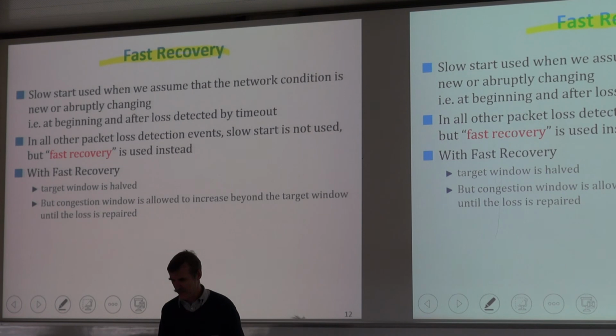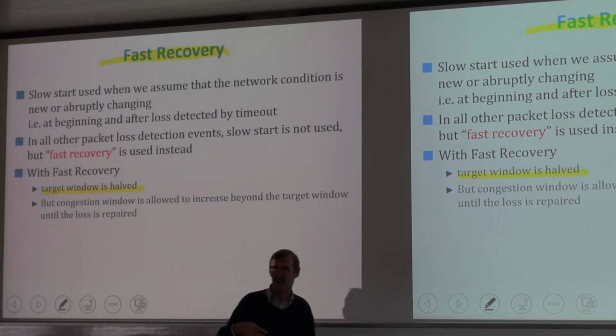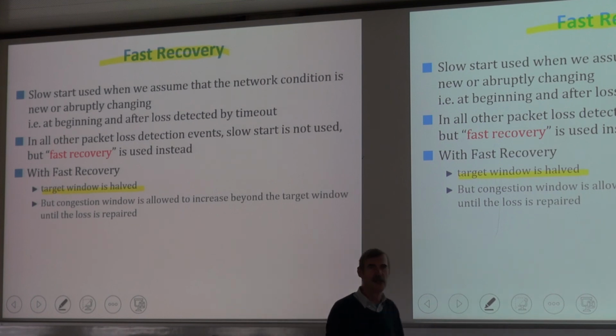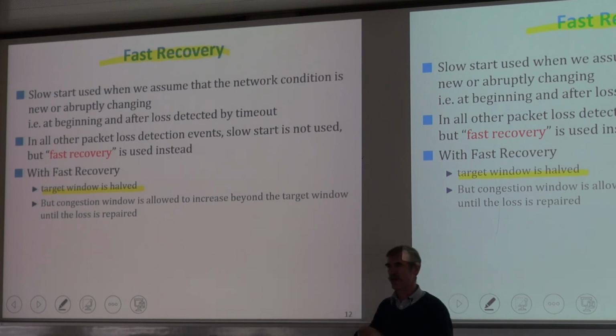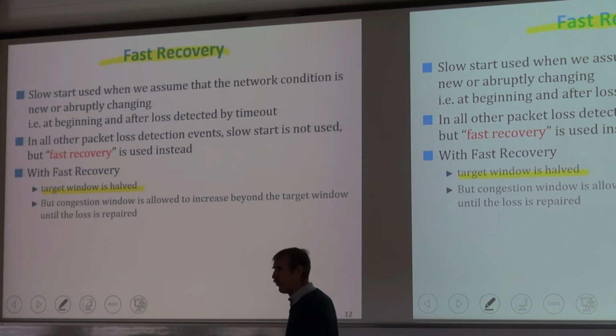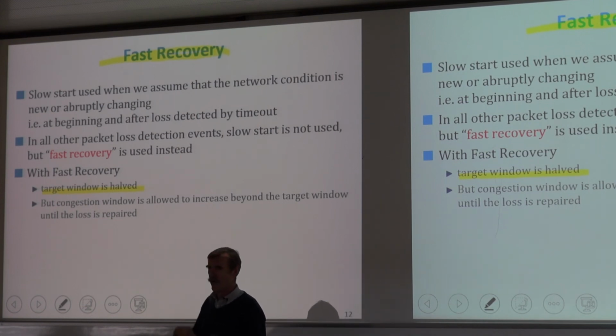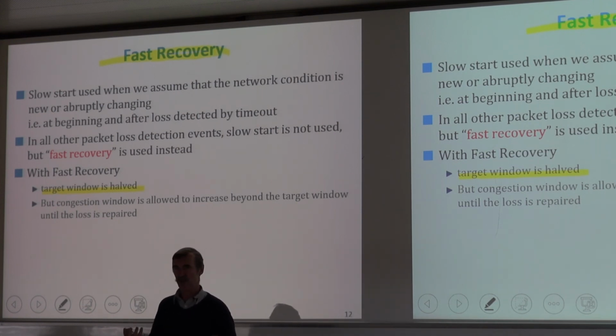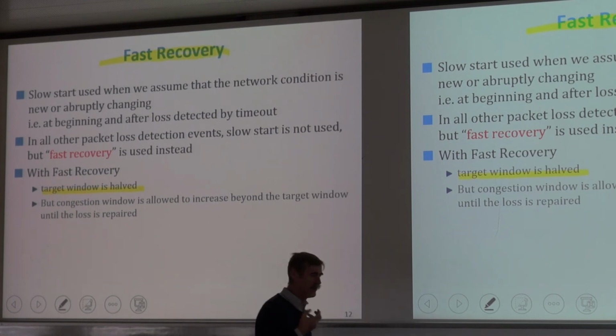We do two things. The target window, the slow start threshold, which here is a misnomer, it has nothing to do with slow start. So the target window is reduced by 2. However, the window is temporarily allowed to increase, and in fact to increase very fast, and the reason being to allow the loss to be repaired. The rationale is the following.